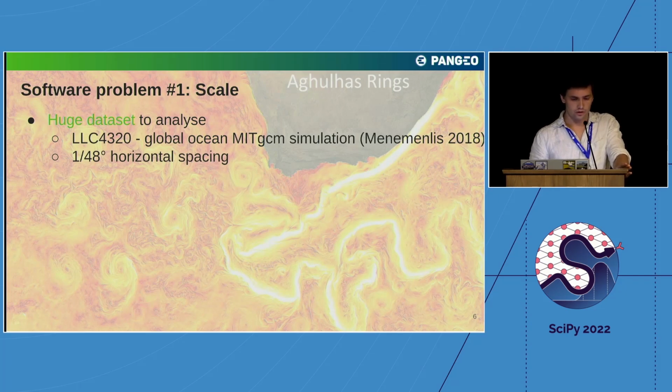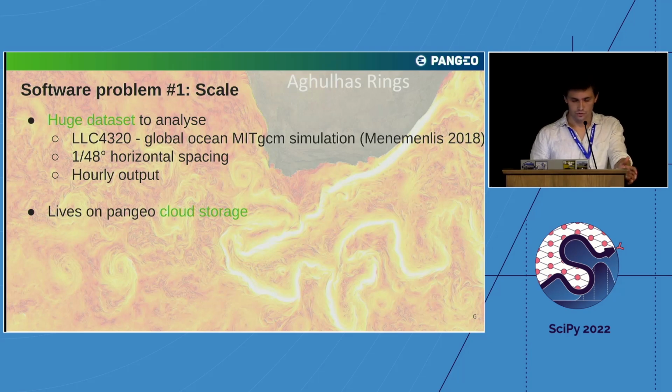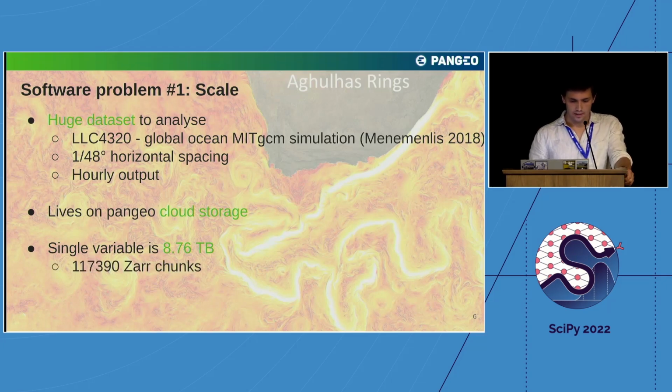The grid spacing goes down to 1/48 of a degree, so there are thousands of grid points around the circumference of the Earth, and it outputs at hourly time resolution. We have it stored in Pangeo cloud storage, so we can access it that way. But a single variable, for example the temperature of the water at the sea surface across the whole globe, just that one variable is enough to take nearly 9 terabytes of data, stored in around 100,000 Zarr chunks. We've got it in Zarr on cloud storage.